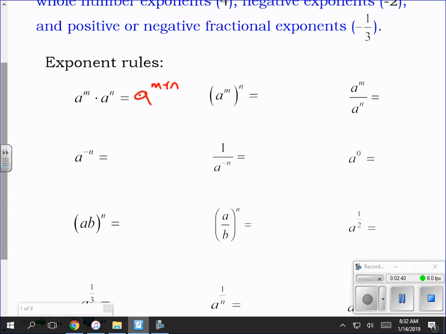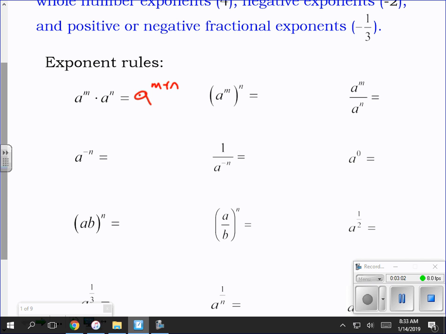When you're raising, yes? It wouldn't be 2a after. No, because when you're multiplying, you only add the exponents. 2a would be if I'm adding them, not multiplying. A plus a is 2a. A times a is a squared, because 1 plus 1 is 2, which is what you're doing. You're adding the exponents.